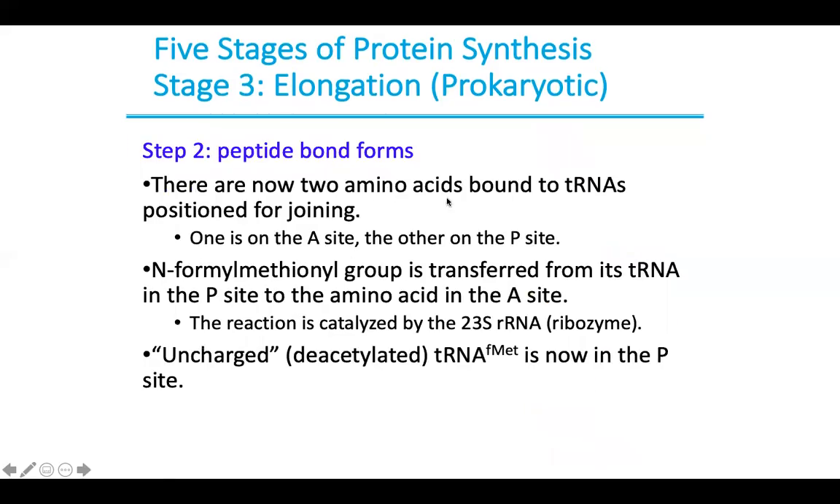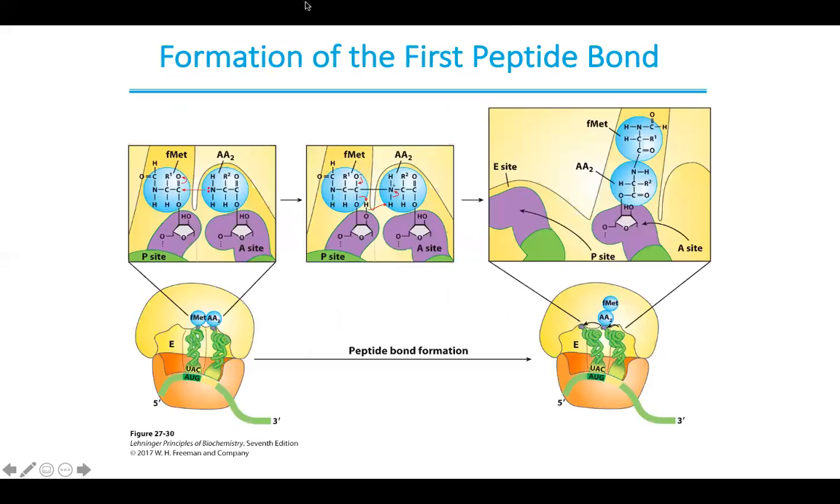There are now two amino acids bound to tRNA positioned for joining. One is on the A site and the other one is on the P site. The N-formylmethionine group is transferred from its tRNA in the P site to the amino acid in the A site. The reaction is catalyzed by 23S rRNA, which is part of the ribosome. The uncharged deacylated tRNA-fMet is now in the P site. So I'll be showing you a video on how these processes usually occur.